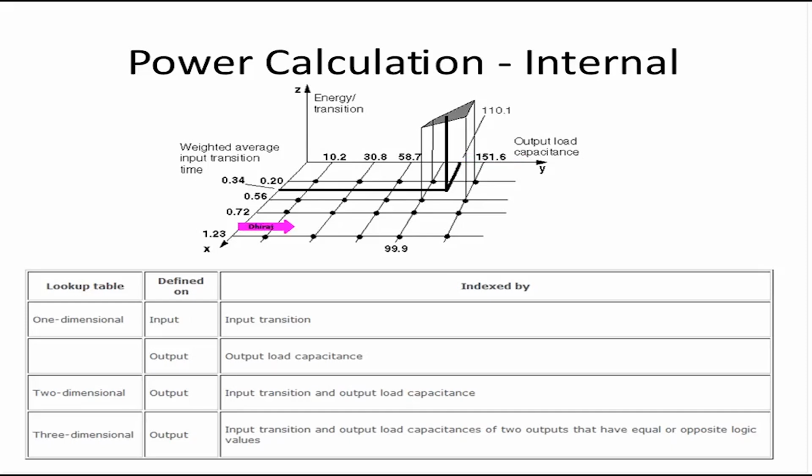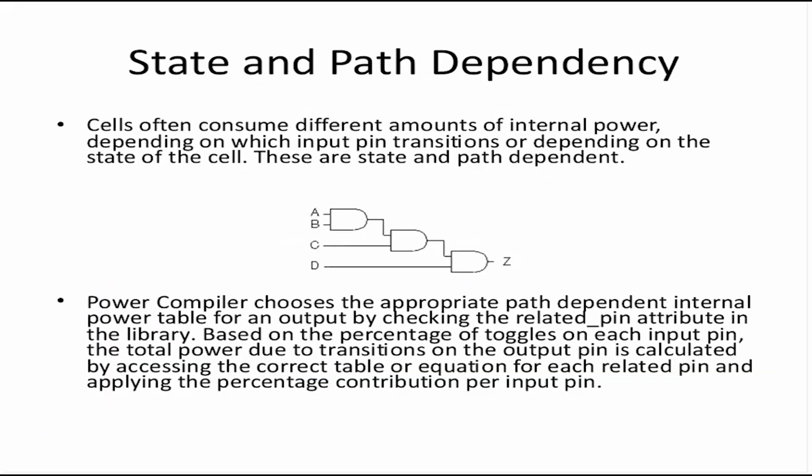So it's very similar to timing. You can open up the library and see the internal power attribute. Just like it computes timing, power compiler computes the power numbers for the dynamic power internal case, right? Again, this is state and part dependent. Now, cells will often consume different amounts of internal power depending on the input conditions.